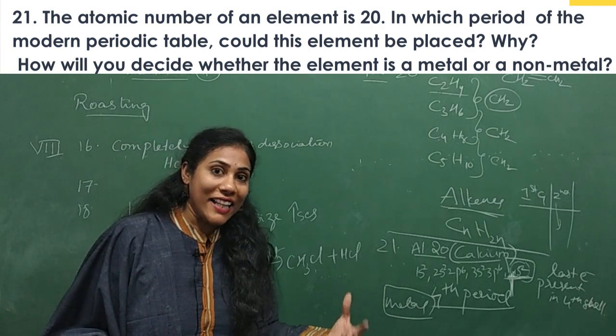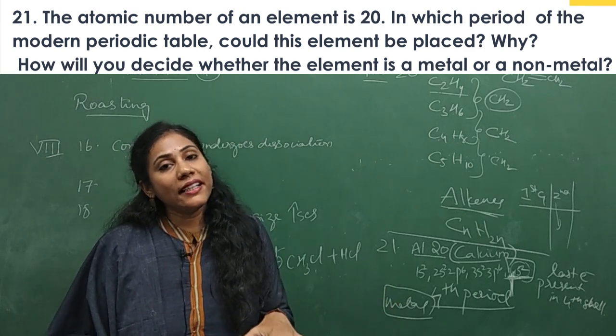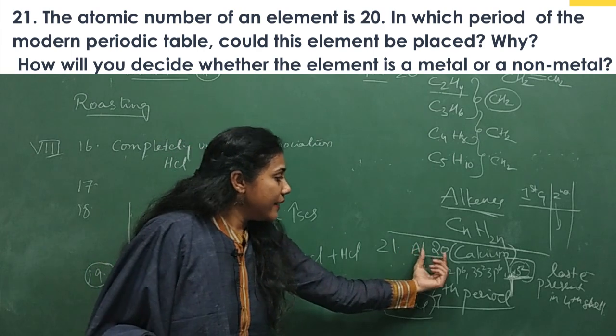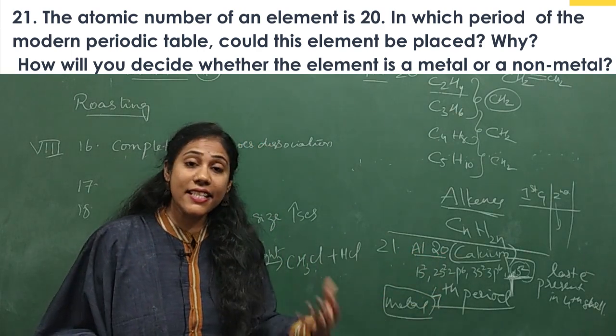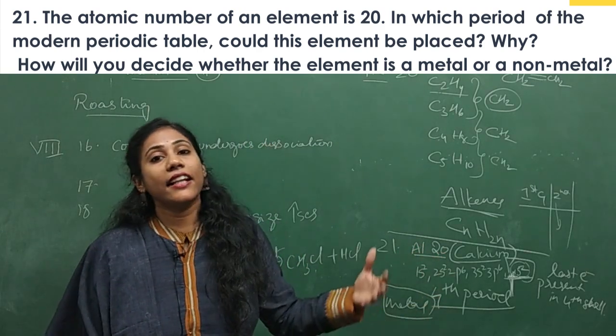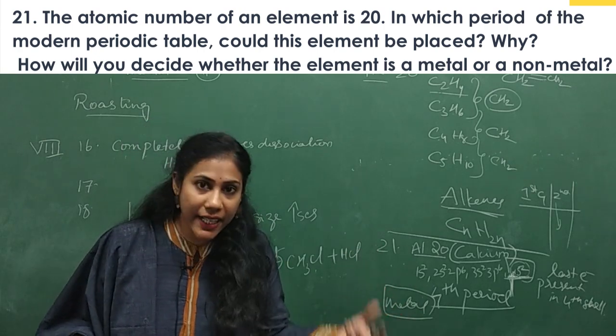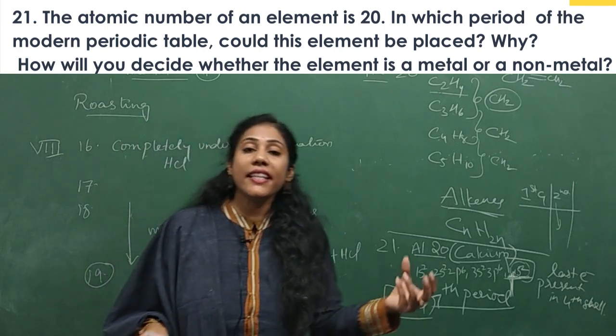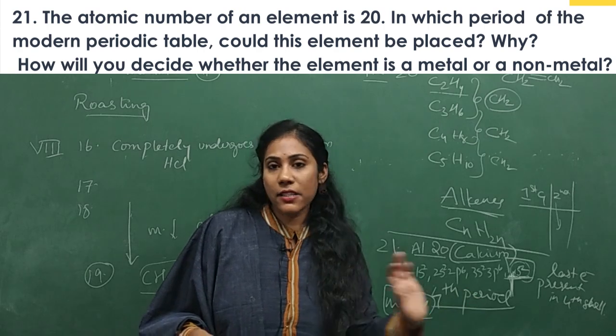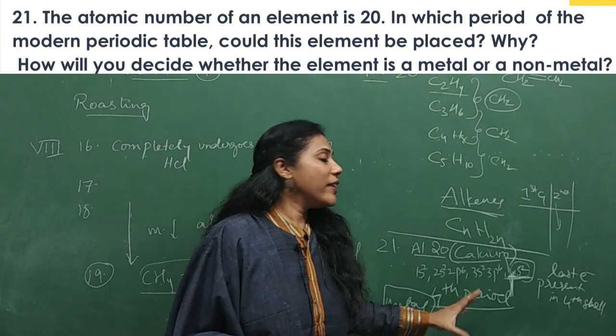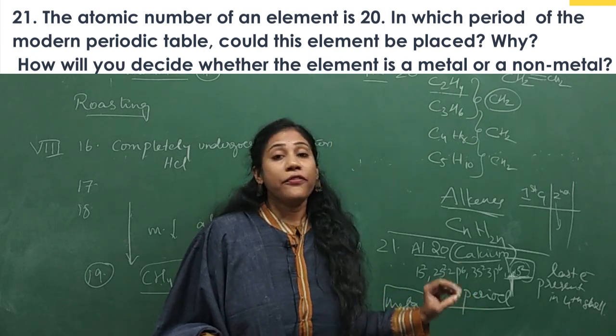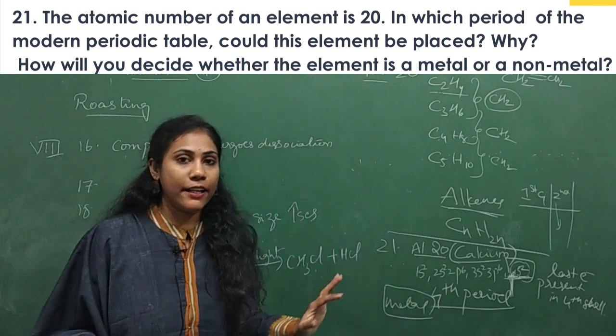And the actual reason behind calling it a metal is this calcium can easily give its electrons during a chemical reaction. The one which can easily give electrons is called a metal. So it is a very conceptual question. Definitely you must understand it carefully.